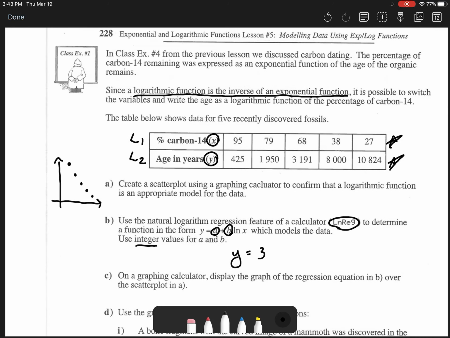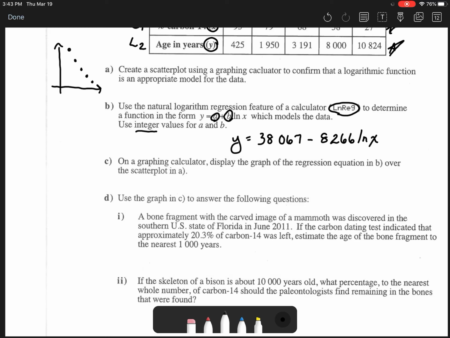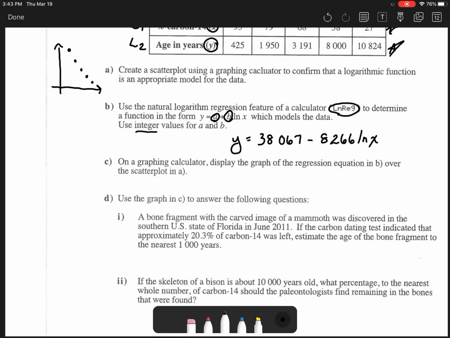Y is equal to 38,067, and then it will be minus, okay, because we have a negative value for B, 8,266 natural log of x. Okay, so that is the equation that is created for us using the calculator keystrokes when we do the natural log regression.